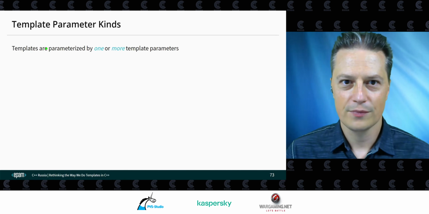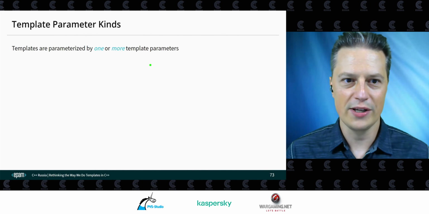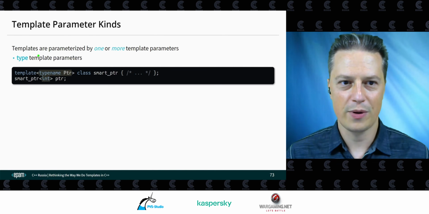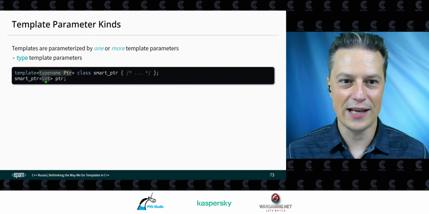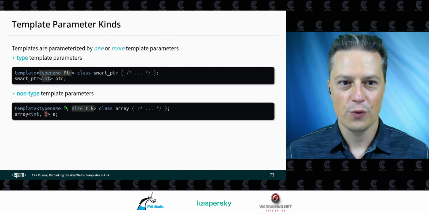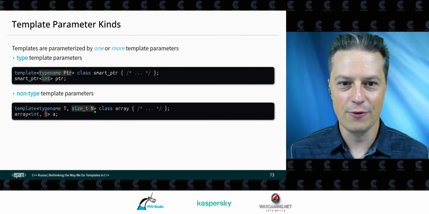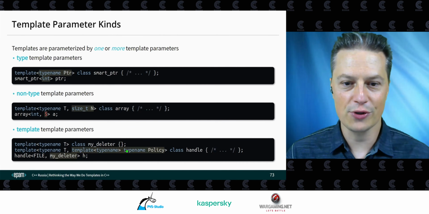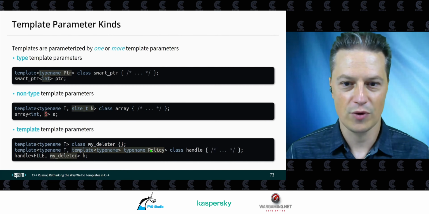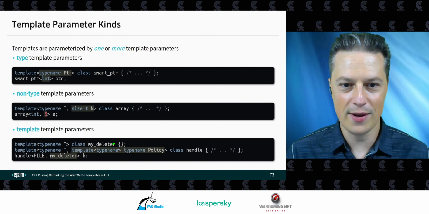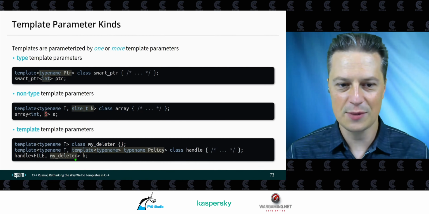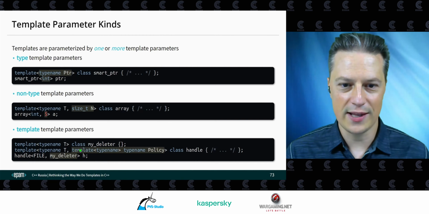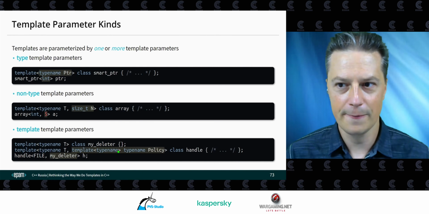Templates are parameterized by one or more template parameters, right? And each of them has to be of one of the parameter kinds. We have the parameter kind of type, so you can provide a type like integer. We have non-types, like size_t for the array. We have templates, so basically you're able to provide generators to our templates, right? My deleter here is a class template that we provide as a generator, not as a specific instance of a specific type. These are called template template parameters, right?